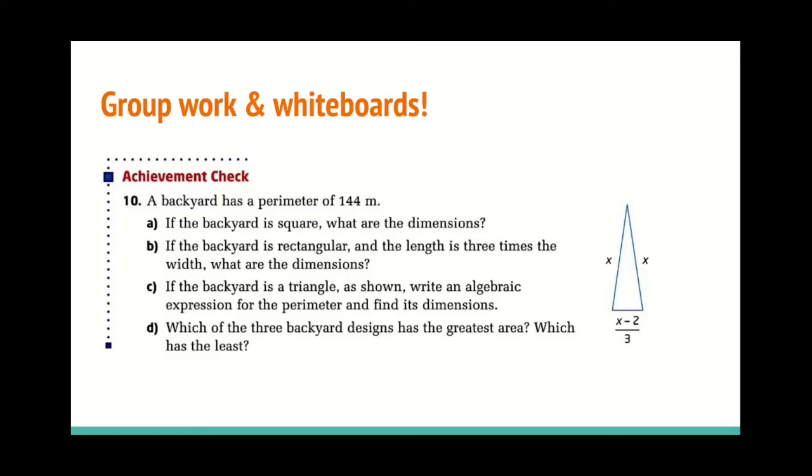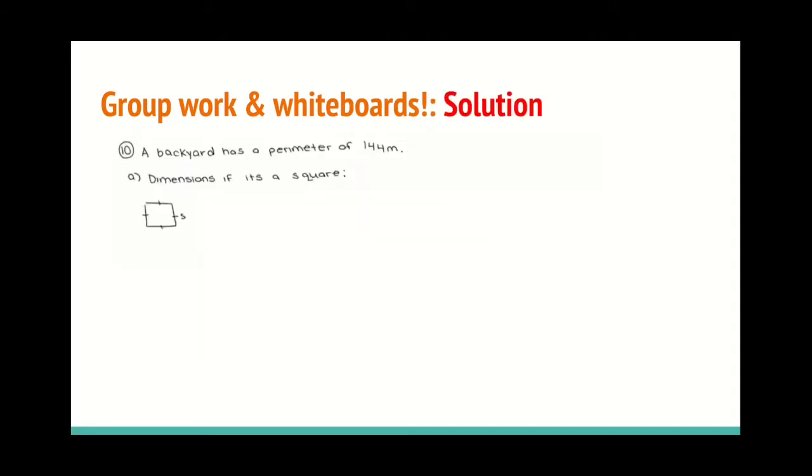Question 10. A backyard has a perimeter of 144 meters. If the backyard is a square, what are the dimensions? So a square has four equal sides, and you can represent this as an equation as 144 equals four sides, so 4s. And so I'm going to plug that 144 in.